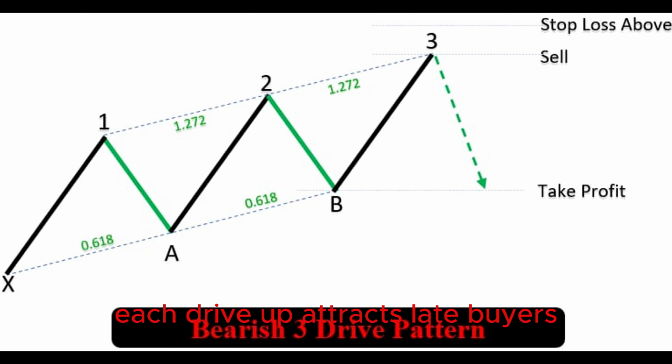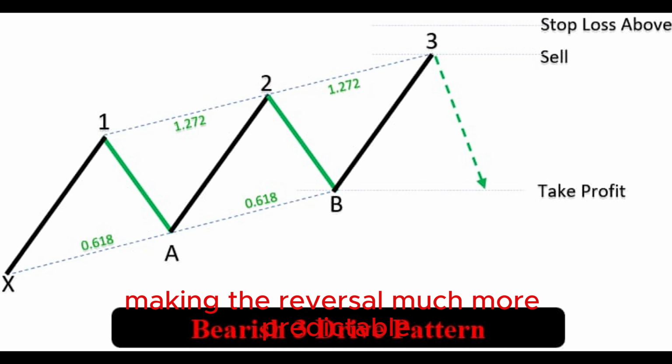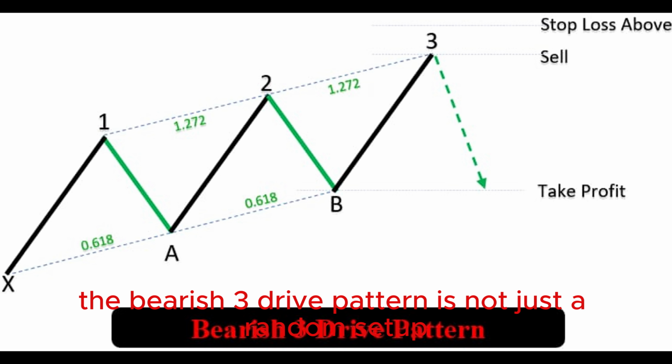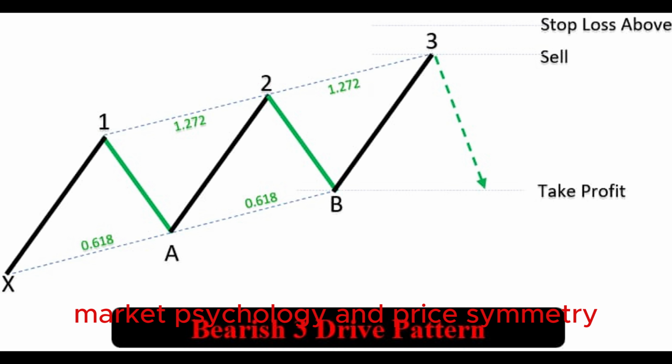Each drive up attracts late buyers who think the trend will continue, but after 3 strong pushes, the market simply runs out of fuel. The Fibonacci ratios confirm this exhaustion, making the reversal much more predictable. So in summary, the bearish 3-drive pattern is not just a random setup, it's a combination of Fibonacci precision, market psychology, and price symmetry.